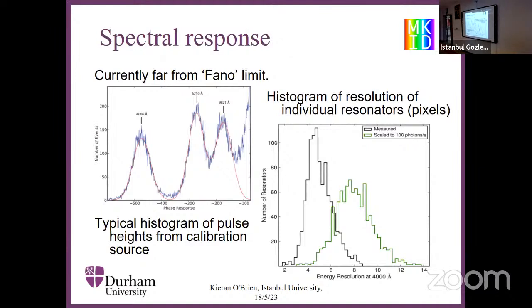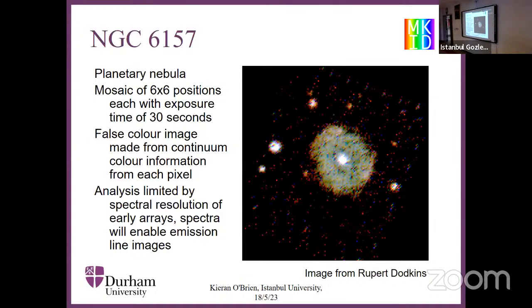So what do we actually see? Well, if we take a spectrum of individual line sources, this is what we were seeing from our first arrays. We were getting a typical energy resolution of around 8. That's probably closer to broadband imaging, maybe a little bit better than broadband imaging, on these first ones. But we were far away from the fundamental limit. This is pretty much the first image we took with ARCONS. This is a 6x6 mosaic of a planetary nebula, and for each of these pixels we actually have a spectrum from, in this case, about 400 nanometers up to 1.2 microns.